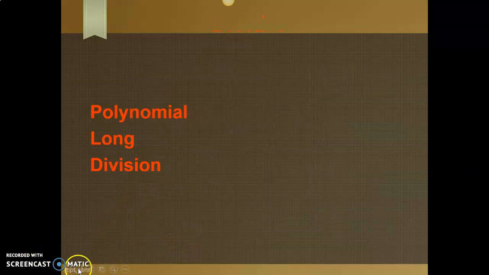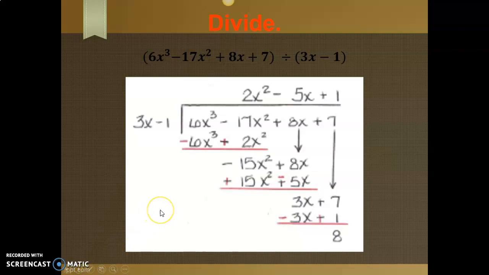Polynomial long division. Polynomial long division is similar to the division that you learned in elementary school, where you see how many times a number can divide into another number. So 3x minus 1 is going to be our divisor, which goes outside of the bracket. And this term is going to be our dividend, which goes underneath the bracket.